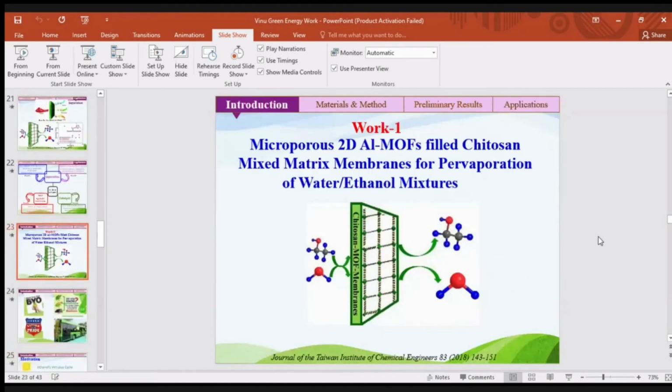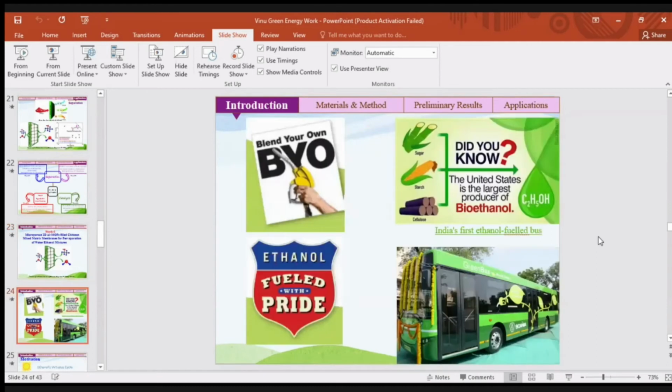The first one: we used the 2D aluminum MOF with a tetrazine-based membrane for ethanol-water separation. Here we use the tetrazine for the membrane making. Finally we got good results compared to the other normal materials. It is a highly useful material for greener fuel. Nowadays in India also we have started using green fuel. Ethanol is a fuel in public transport also. Compared to India, other countries are using much more of this kind of fuel.